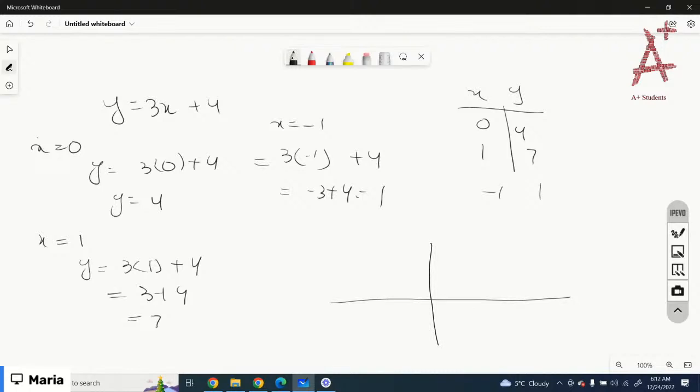Now you can use these 3 points to plot the graph. When x is 0, y is 4. Here you have 4. This is the point. When x is 1, y is 7. Got it? And when x equals negative 1, y has the value 1. So you can join these 3 points and make a line. Got it? So this is the line you can draw by using these 3 points.